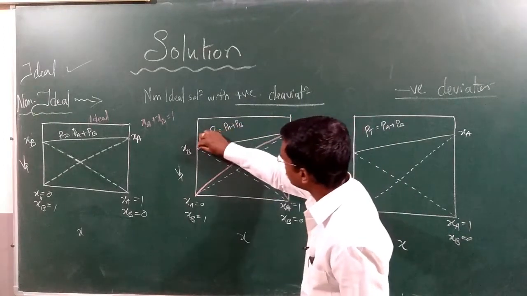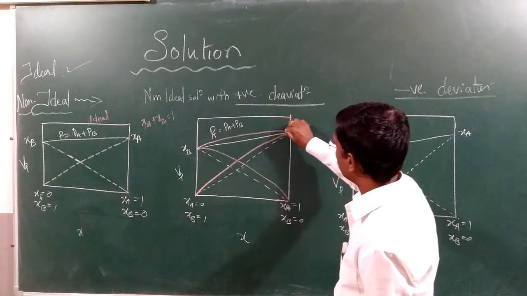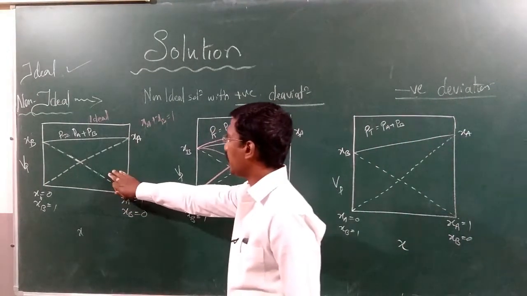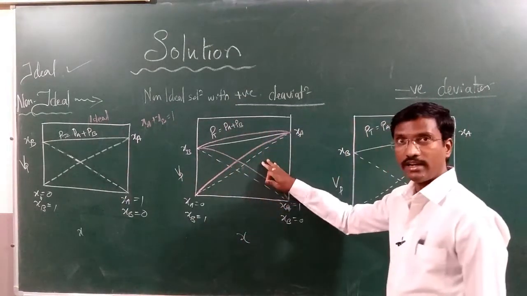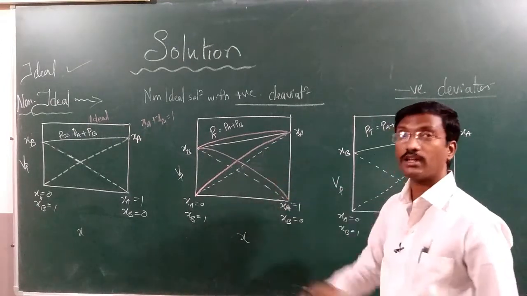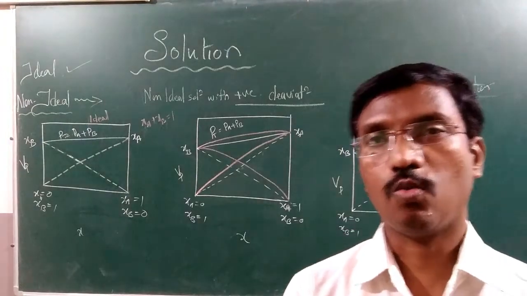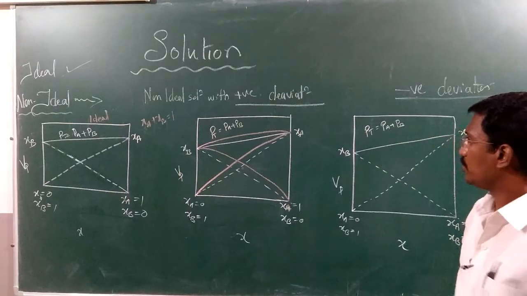Similarly, total pressure is also increasing. Here the total pressure also increases. Are you getting my point? This is according to the ideal, which means it obeys Raoult's law. This is according to the non-ideal, which does not obey Raoult's law, and undergoes the deviation positively, meaning the enthalpy or volume is increasing here. That's why it's called positive deviation.